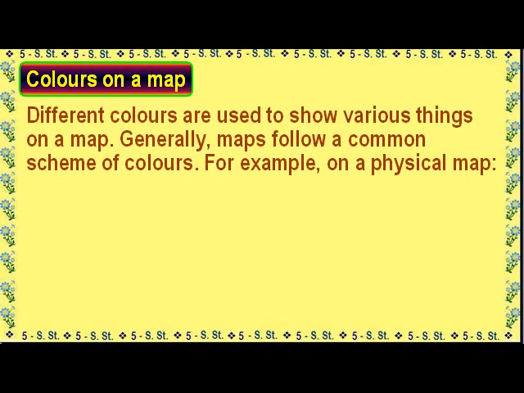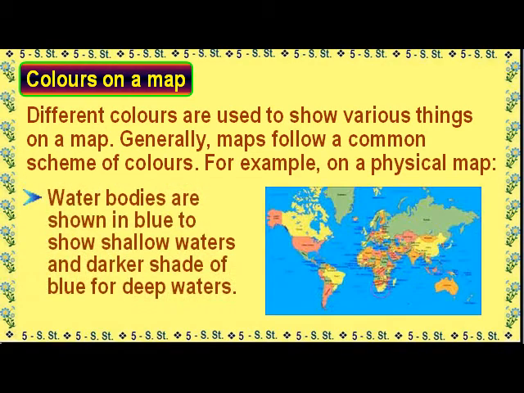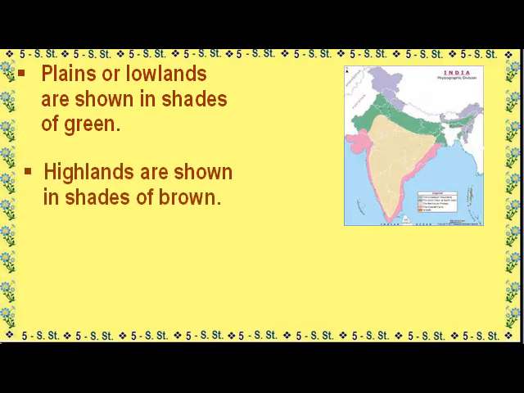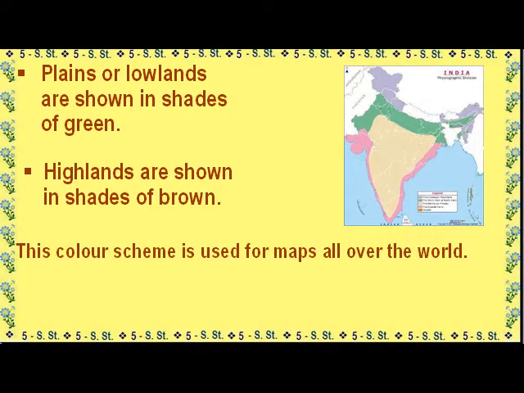Colors on a map. Different colors are used to show various things on a map. Generally, maps follow a common scheme of colors. For example, on a physical map, water bodies are shown in blue to show shallow waters and darker shade of blue for deep waters. Plains or lowlands are shown in shades of green. Highlands are shown in shades of brown. This color scheme is used for maps all over the world.